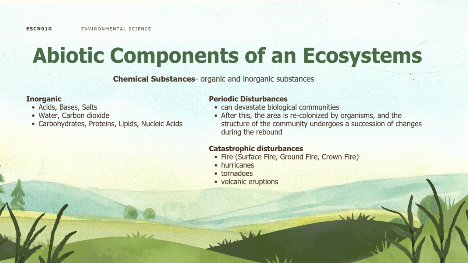A very solid example of this one is what? The volcanic eruptions. The nearest one and the latest one that we've had is that of the Taal volcano eruption, right? And that has affected the direct community residing within the Taal area. Okay? So those are the different abiotic components of an ecosystem and their relevance to the nursing field.